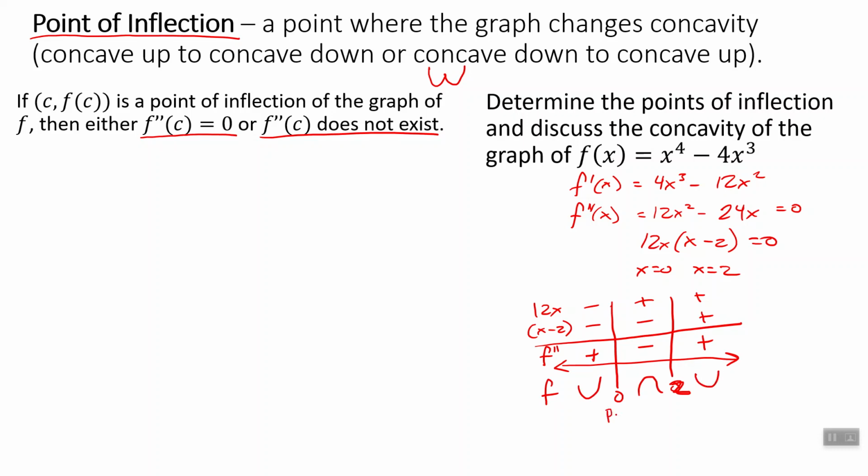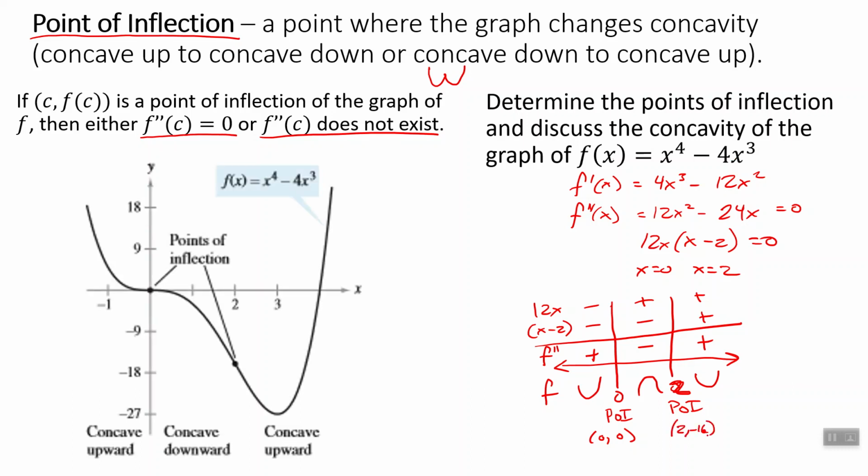So it looks like we have a point of inflection at 0 and a point of inflection at 2. If we wanted to find the actual points, we'd plug it in. So we'd get 0, 0 if we plug in 0. If we plug in 2, we get 16 minus, let's see, it's going to be 32. So we get negative 16. So this is 2, negative 16. And there it is. So there's our 0, 0. We're concave up here, then concave down here, then concave up here, and here's our 2, negative 16, and here's our 0, 0.